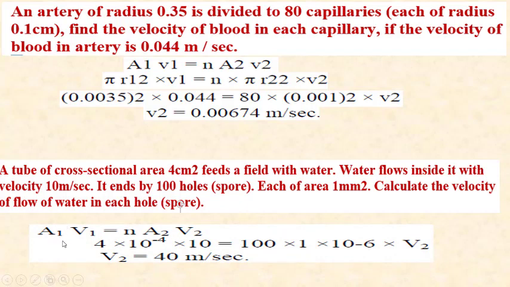Also by using the continuity equation, A1 V1 equals N A2 V2. It will be 4 multiplying 10 power negative 4 times 10 equals 100 times 1 times 10 power negative 6 V2. So V2 equals 40 meters per second.